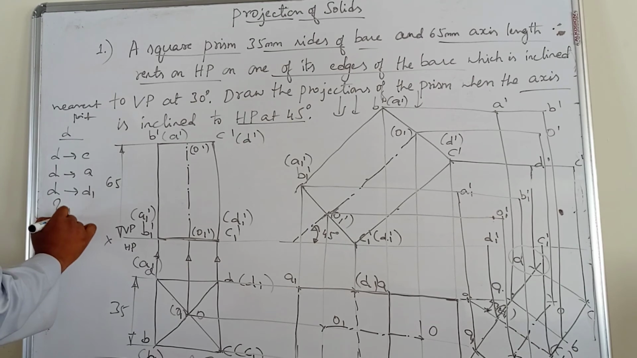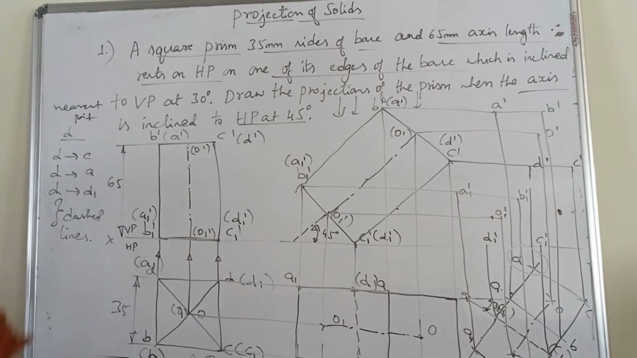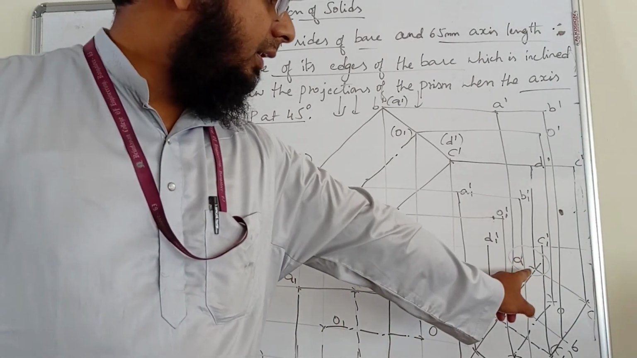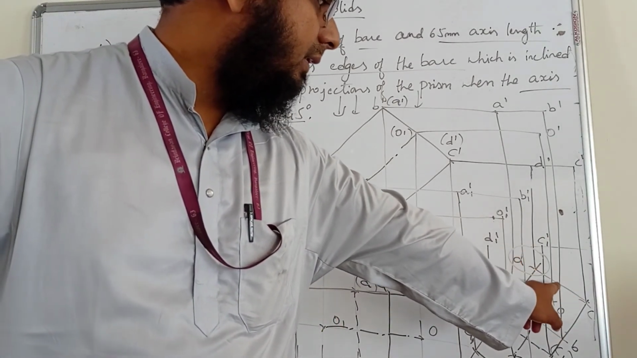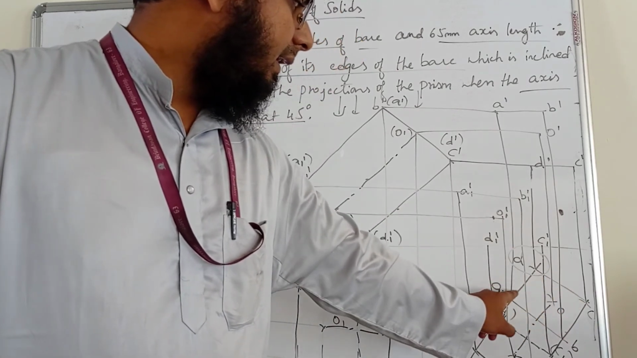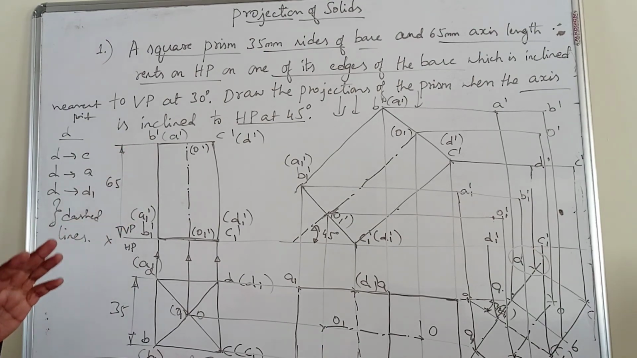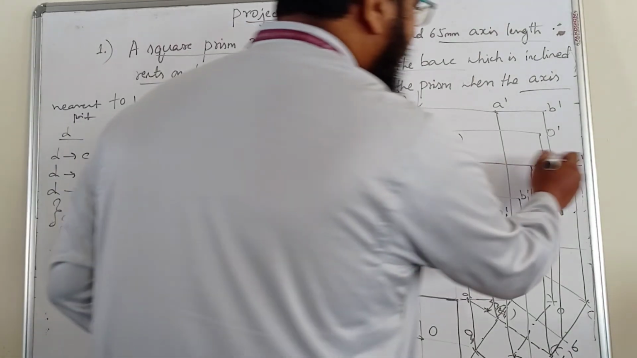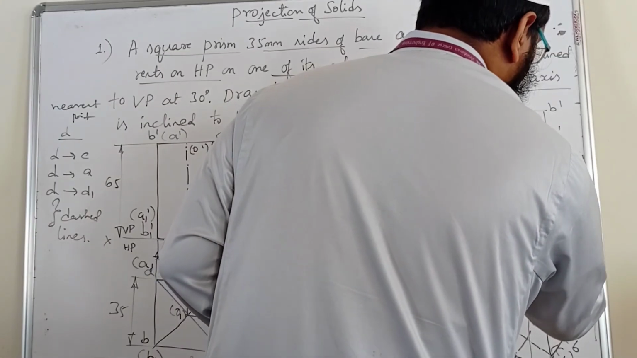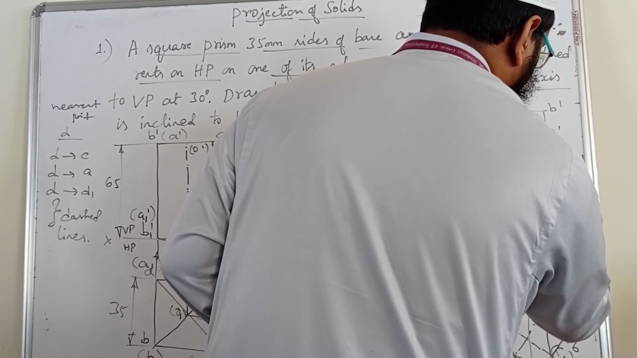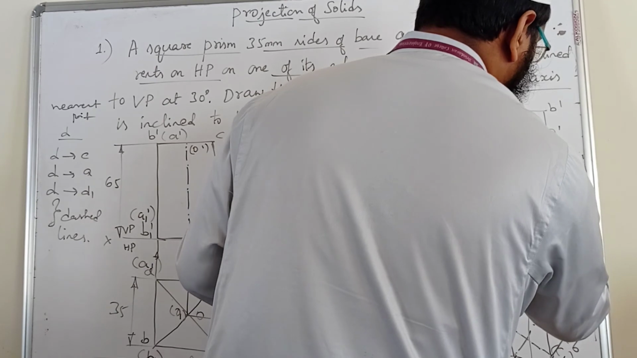So these are the dashed lines. First we will finish with the dashed lines. That's all the concept. Take the nearest point. After taking the nearest point, see which are the adjacent points. D is connected with C, A, and D1, so those are the dashed lines. So D dash to C dash, this is a dashed line.